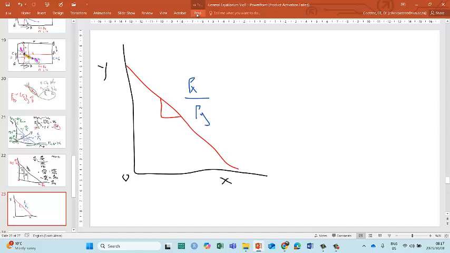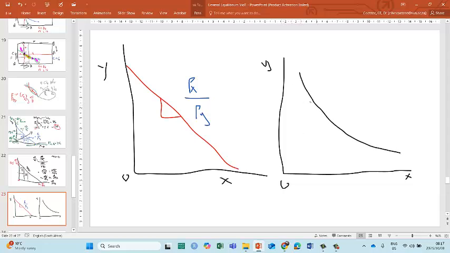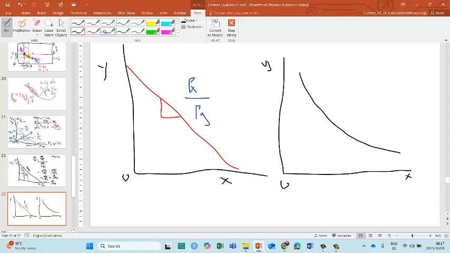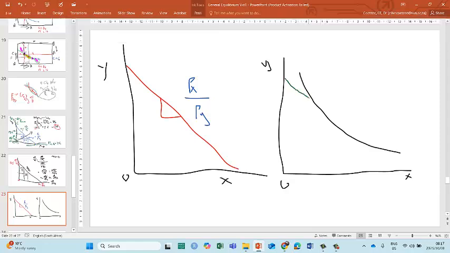Now, what we further know is that if I draw another one here, of y and x and 0, and we draw an indifference curve, then we know that consumer equilibrium occurs.